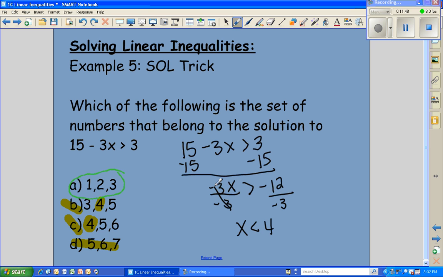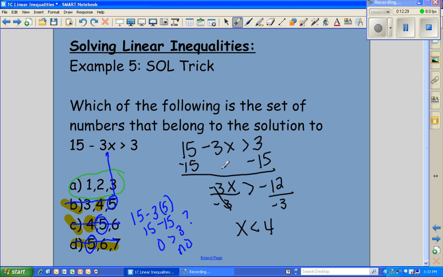But if you forgot about this, then all you have to do is just try different numbers in the sets. So if we had tried 5, and you plug 5 in for x, you're going to get 15 minus 3 times 5. So 15 minus 15 is 0. Is 0 greater than 3? No. So you're not going to be able to choose 5 because it doesn't work. And all of these guys had 5, so that also would help you figure out that the answer is A.